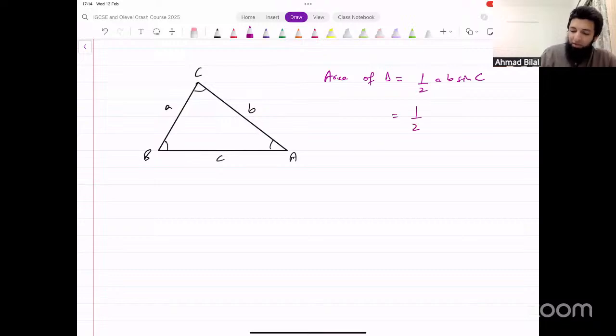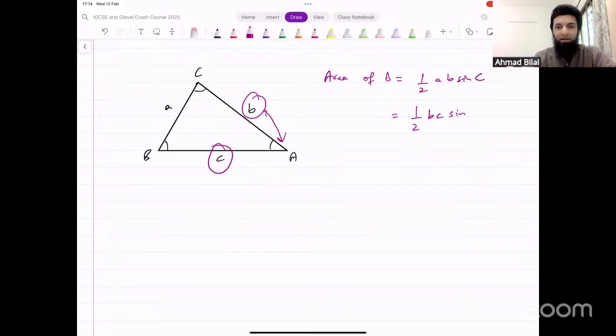You can say, okay, what if I take B and C as the two sides? Now you can also do that. If you take B and C as the two sides, which angle are you going to consider in that case? The angle between those two sides. And what's that angle? That is the angle A in this case. That's the angle that you would consider. So you'll say it's BC sine of A.